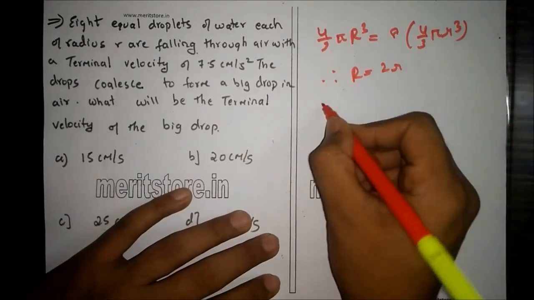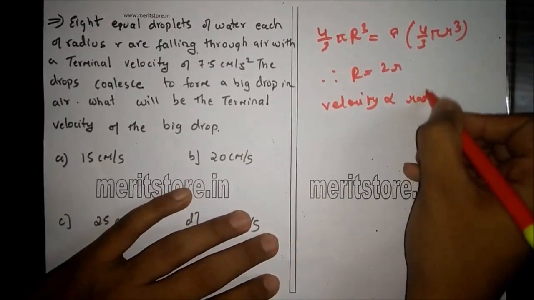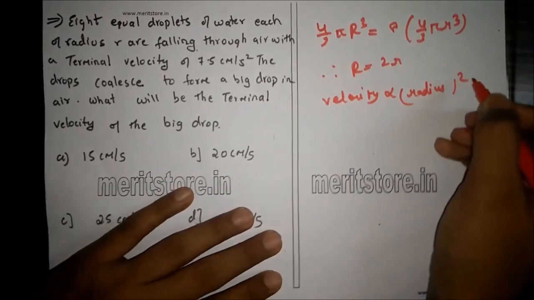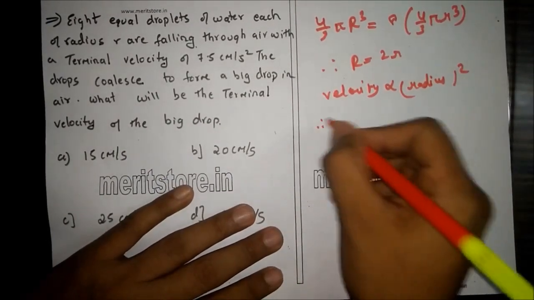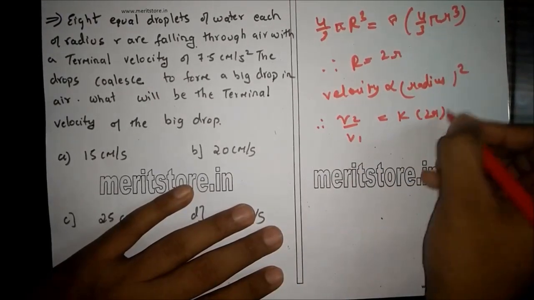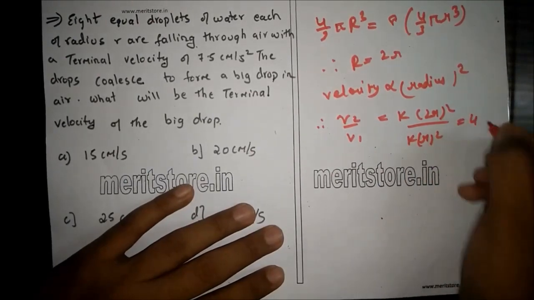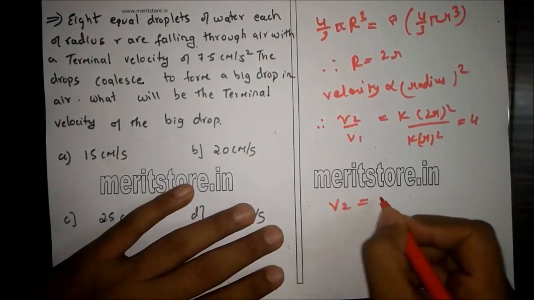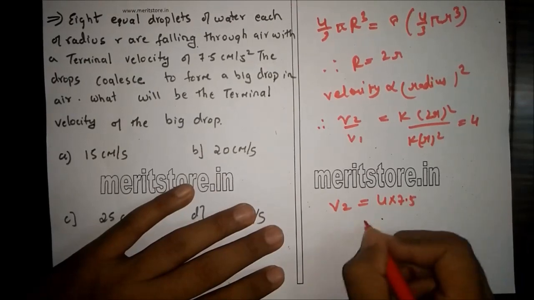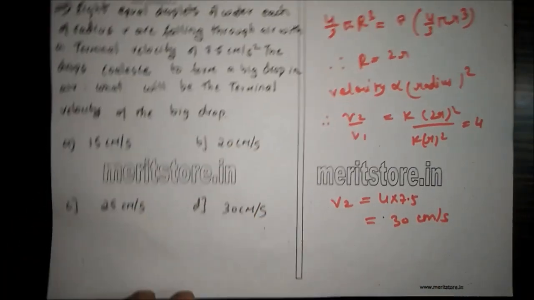But the terminal velocity is directly proportional to the radius square, according to Stokes' law. Therefore, V2 upon V1 is equal to K into 2r the whole square upon K into r the whole square, which is equal to 4. Therefore, V2 is equal to 4 into 7.5, which is 30 centimeter per second. Therefore, the correct answer is option D.